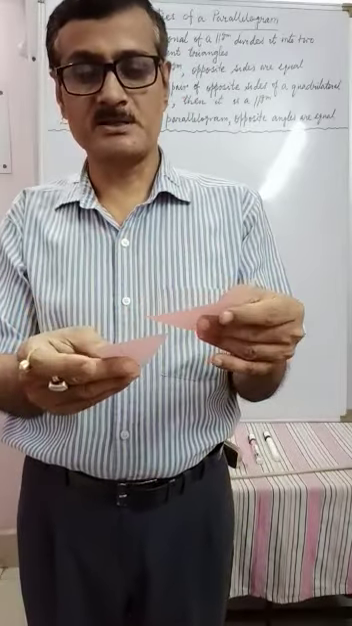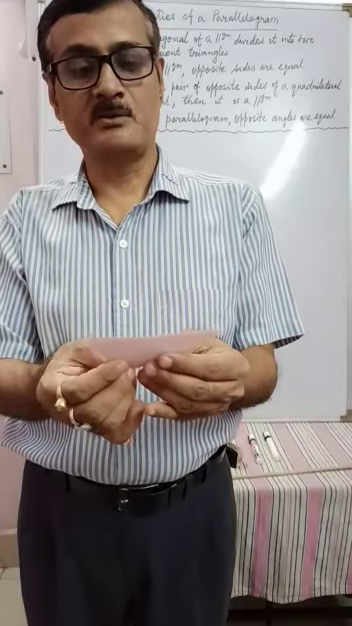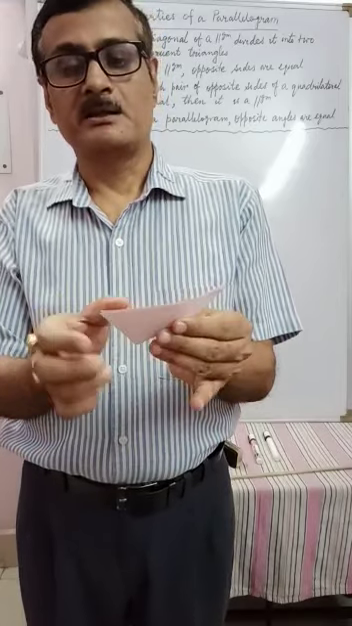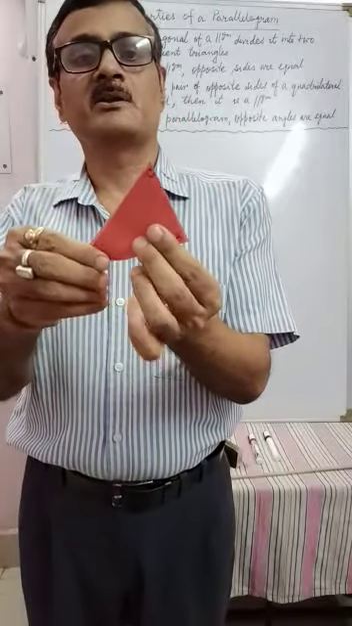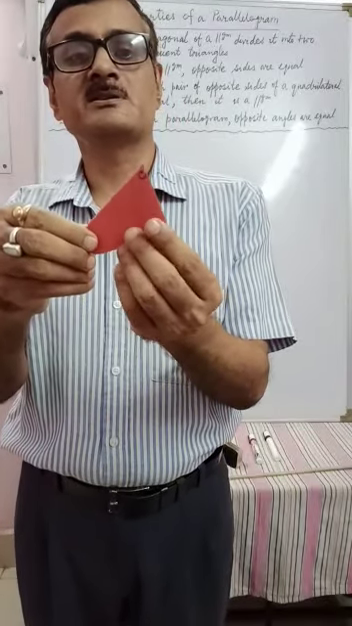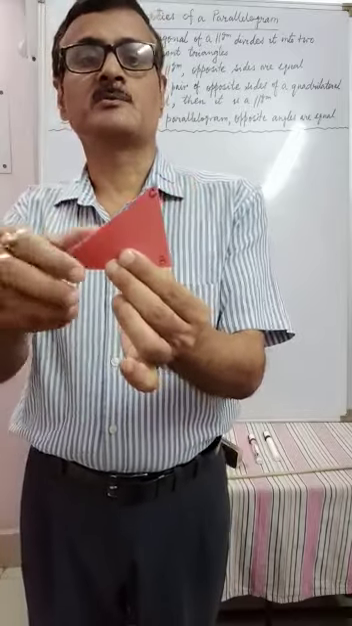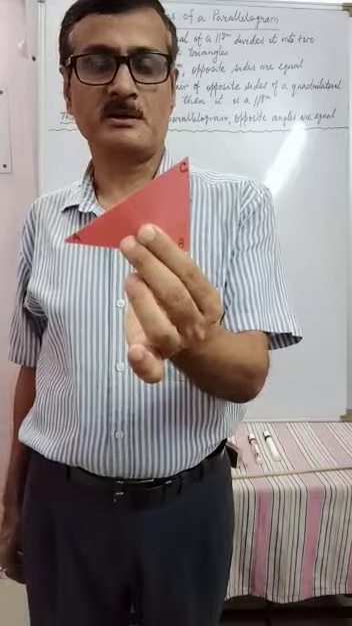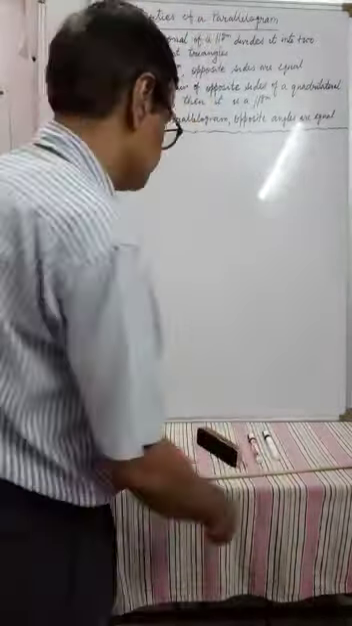So let us place triangle ABC over CDA, and then we see that they are actually covering each other. That means they are equal in all respects. That means these two triangles are congruent to each other. So from this activity it is very clear that a diagonal of a parallelogram divides it into two congruent triangles. Now let us prove it geometrically.